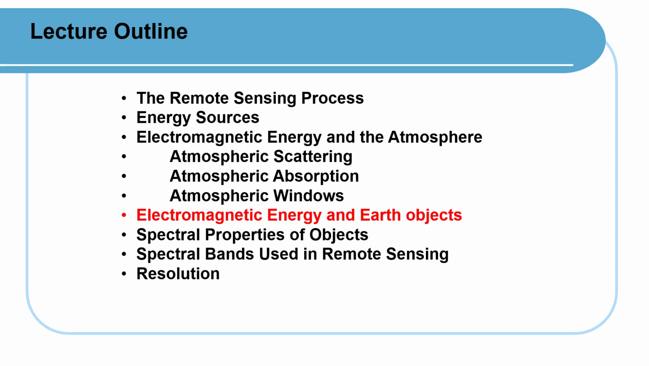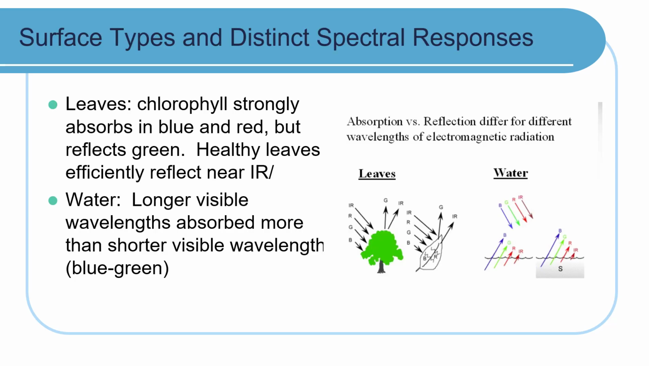I'm going to talk about electromagnetic energy and Earth objects. So the surface types will produce a distinct spectral response. Leaves will absorb in blue and red because that's where the chlorophyll molecules are working, and that's the type of energy that excites the chlorophyll molecules, and it reflects green, and that's why healthy leaves look green to us. And healthy leaves also reflect infrared. You can see here that there are 4 types of energy coming into this green tree and also this leaf, and then it is showing that it reflects green and infrared very strongly.